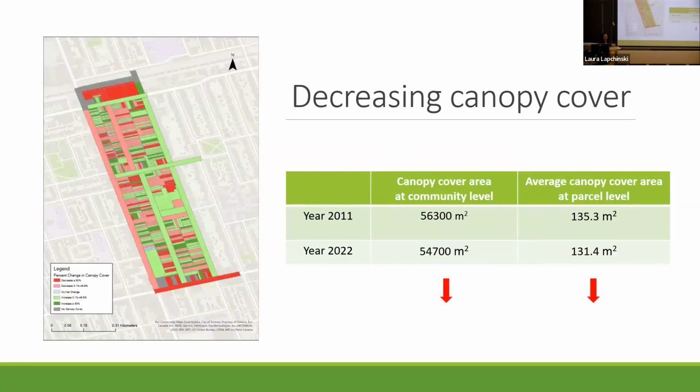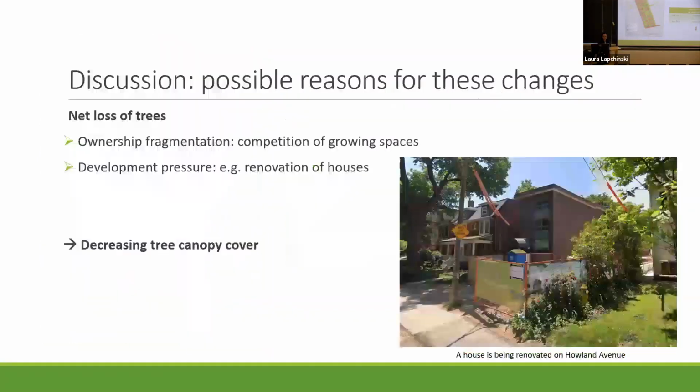But unfortunately, the canopy cover at both community and parcel level decreases from 2011 to 2022. From the figure, we can see that the parcels that experienced decreasing canopy cover are represented in red and pink color, and their numbers are slightly higher than parcels with a positive gain in canopy cover. So what makes these changes?